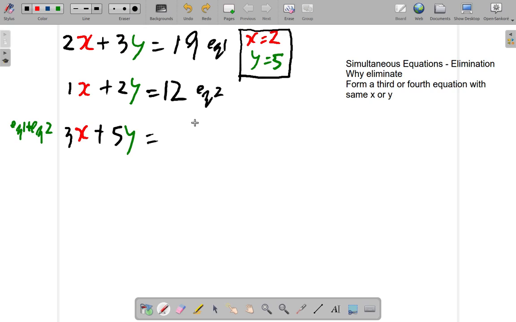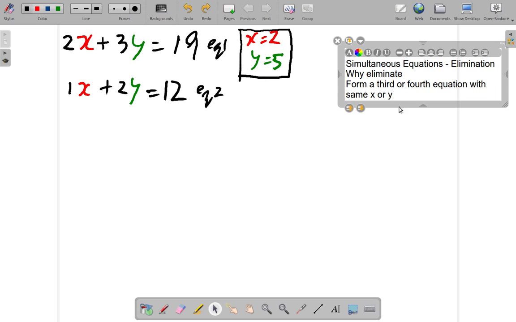And then you would say 19 plus 12. 19 plus 12 is 19 plus 10 is 29 plus 2 is 31. Alright. I was not able to eliminate x or y in forming a new equation. The thing is, in forming a new equation, I tried adding or subtracting equation 1 and 2 and it didn't work. I did not eliminate anything.